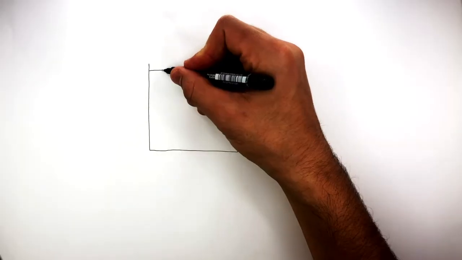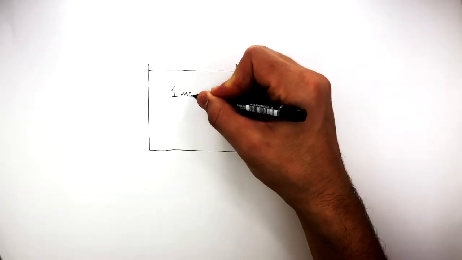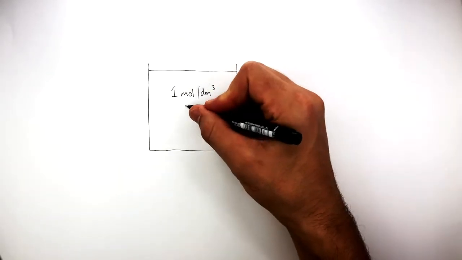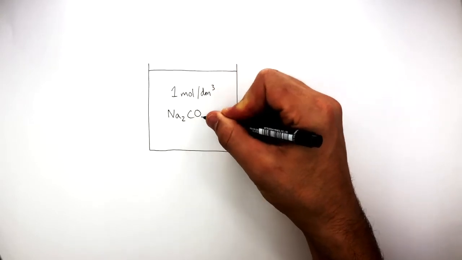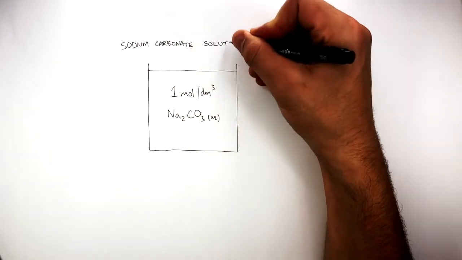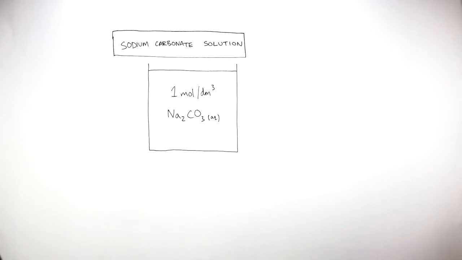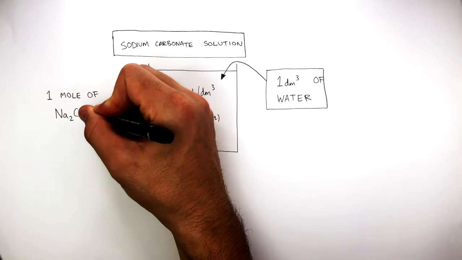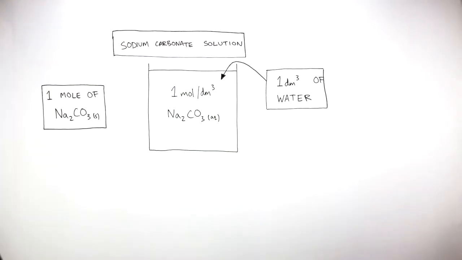Here is a beaker which contains a 1 mole per decimeter cubed solution of Na2CO3, sodium carbonate solution. So what we mean by 1 mole per decimeter cubed of sodium carbonate solution is 1 decimeter cubed of water has been added to the beaker with 1 mole of sodium carbonate solute.